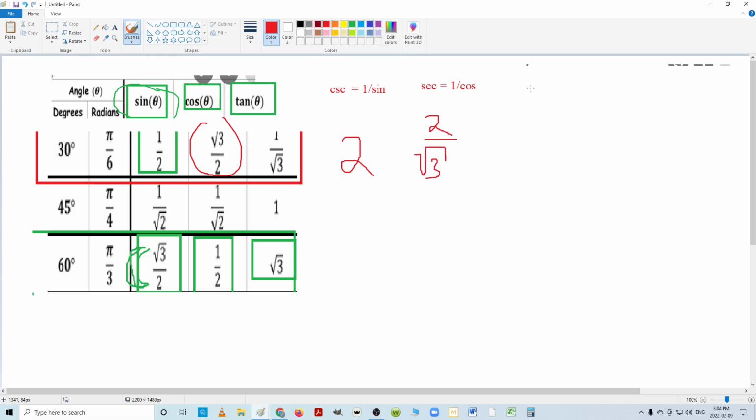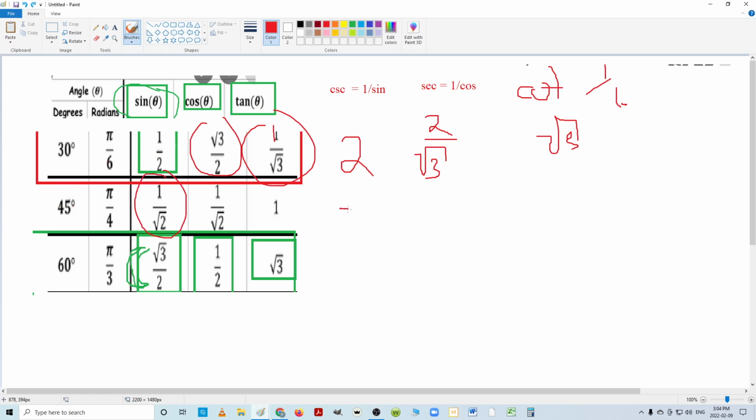And then what about cotangent? Well, cotangent is 1 over tan. So I'll just flip this. What's 1 over square root of 3? It's square root of 3 over 1, which is square root of 3. What about flipping this one? What is the cosecant of 45?